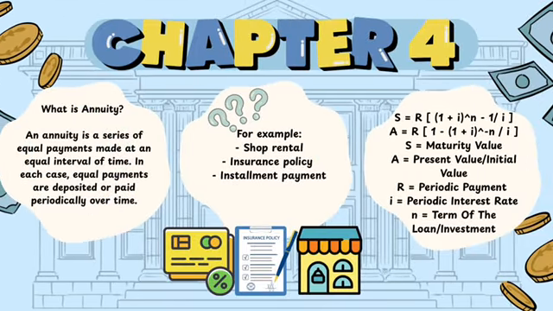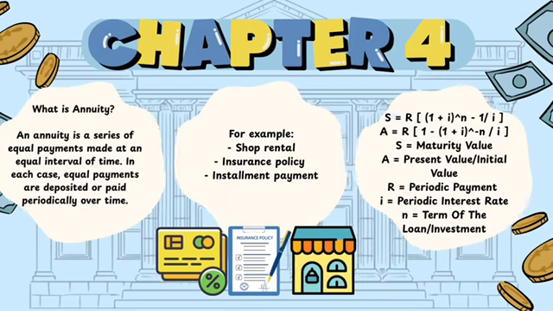Next, what is an annuity? An annuity is a series of equal payments made at equal intervals of time. In each case, equal payments are deposited or paid periodically over time. For example, shop rental, insurance policy, and installment payments. So the formula is S equals R times ((1 plus I) to the power of N minus 1) divided by I. And A equals R times (1 minus (1 plus I) to the power of negative N) divided by I.